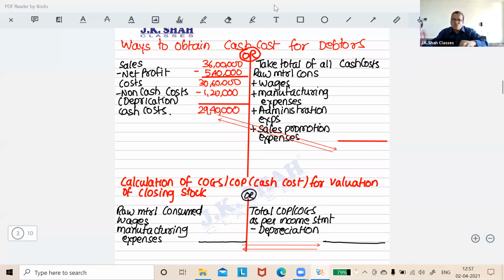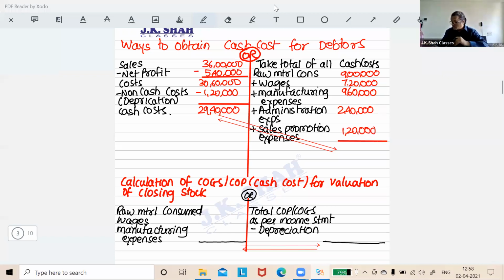We are talking about cash cost. Either you calculate like this or take a total of all cash costs. Go through the question. Raw material consumed is 9 lakh rupees, a cash cost, you have to pay in cash. Wages are 7 lakh 20,000, cash cost. Annual manufacturing expenses would be 9 lakh 60,000, even this is a cash cost. Administration expenses, we have to pay in cash, are 2 lakh 40,000. Any other cash cost? Yes, sir, sales promotion expenses for the whole year, 1 lakh 20,000.